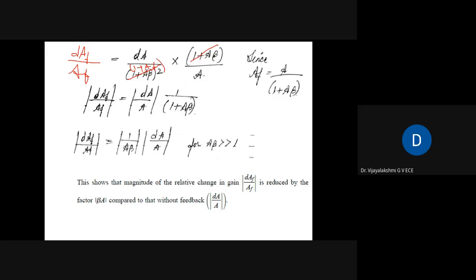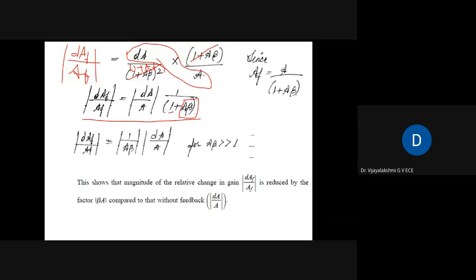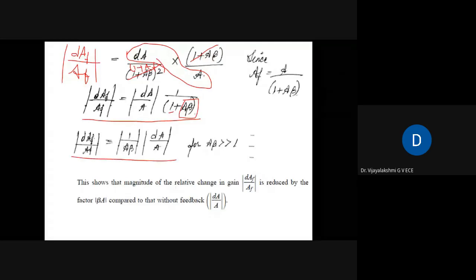So I get dAF by AF is equal to, so these two I combine, dA by A into this 1 plus A beta. It has cancelled and I am left with 1 plus A beta, right? So 1 divided by 1 plus A beta. And in 1 plus A beta, usually this A beta will be very much greater than 1. So I can neglect this one. So I have only A beta left. So finally I can say dAF by AF is equal to dA by A into 1 divided by A beta.